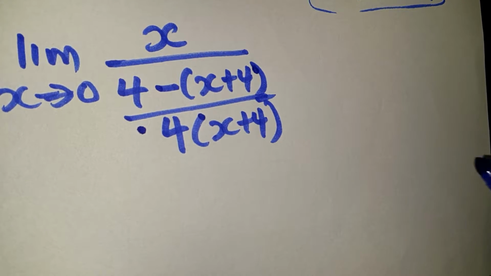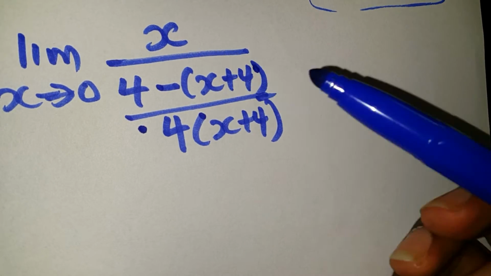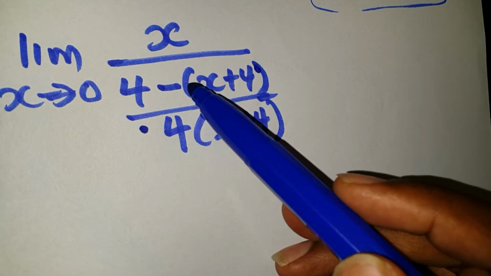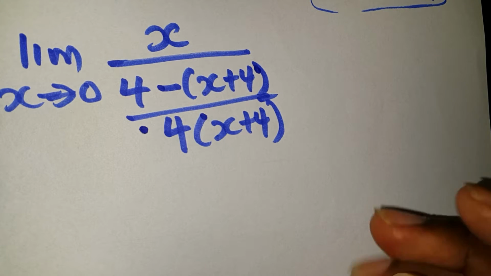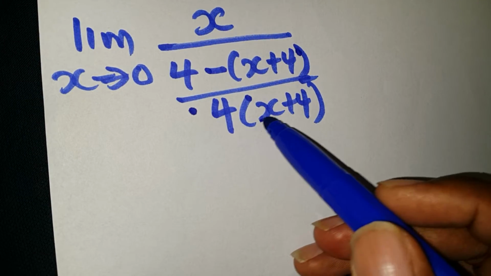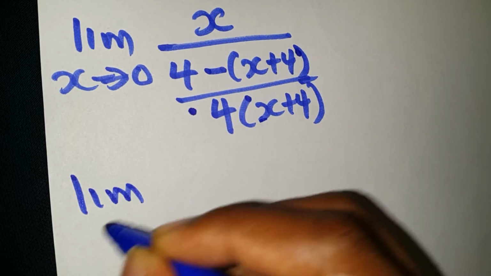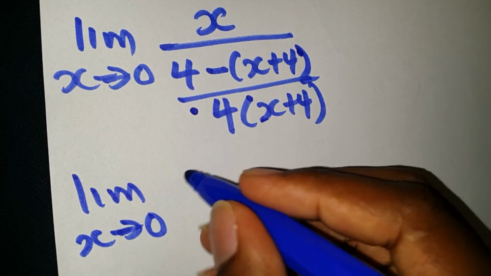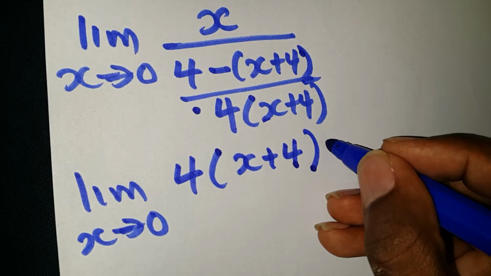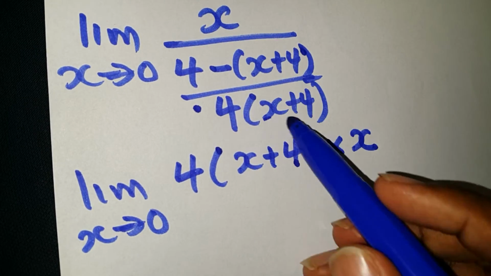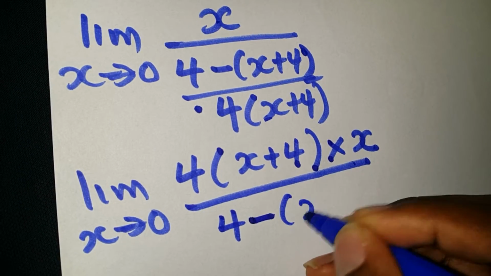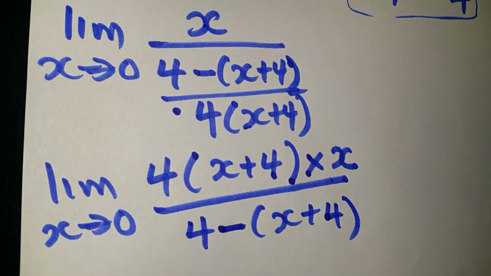So let's move on. Here we have x. The same thing we did: you have to multiply this x by this equation here. So we now have limit x tends to 0 of 4 times (x plus 4) multiplied by x, so I've multiplied it by this x here, divided by 4 minus (x plus 4). This is what I have so far.